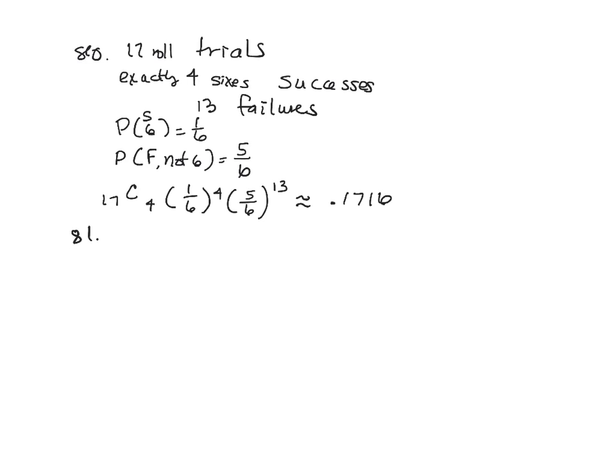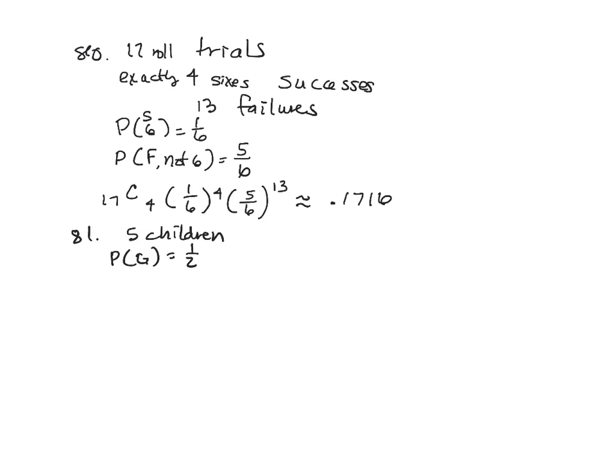All right, 81. A family has 5 children. Okay, the probability of having a girl is 1/2. What's the probability of having exactly 2 girls and 3 boys?